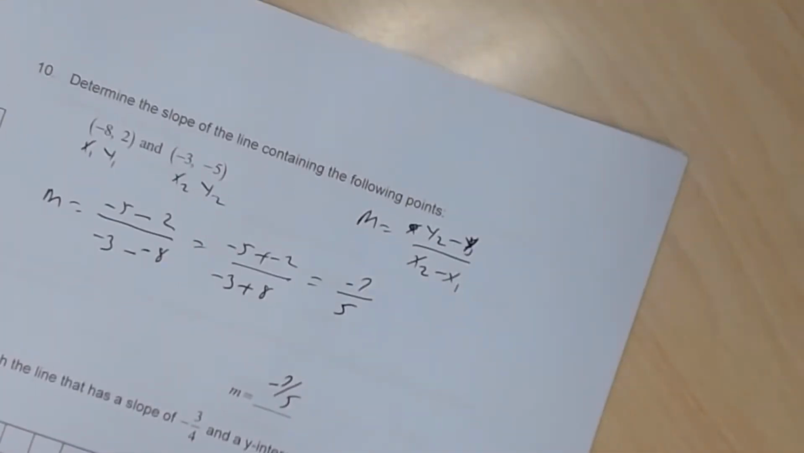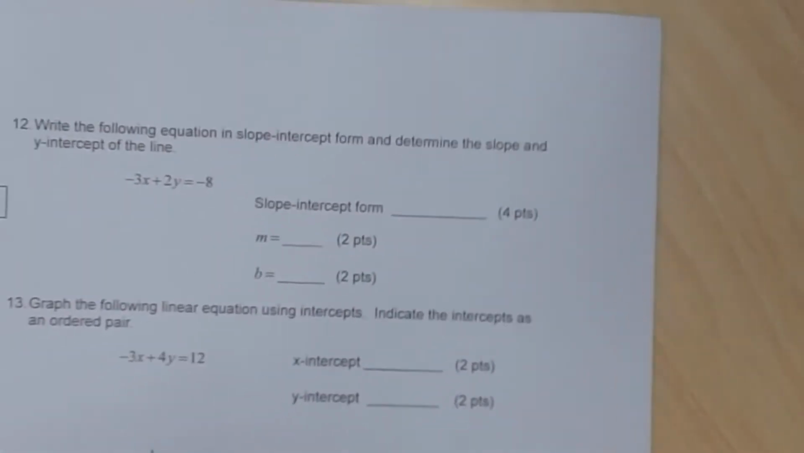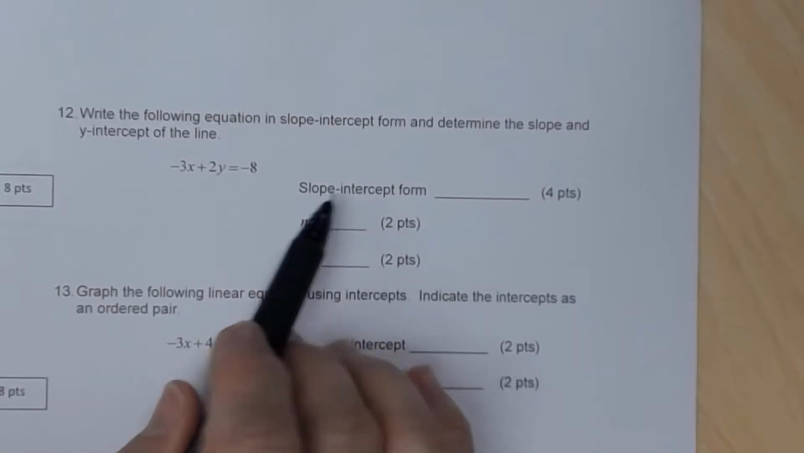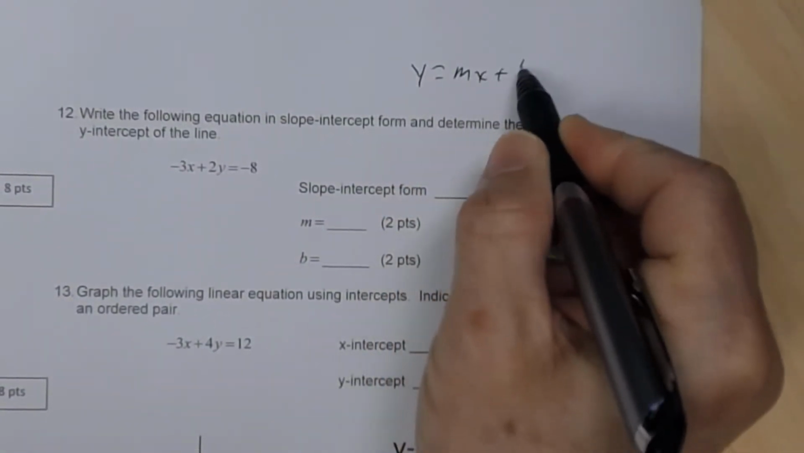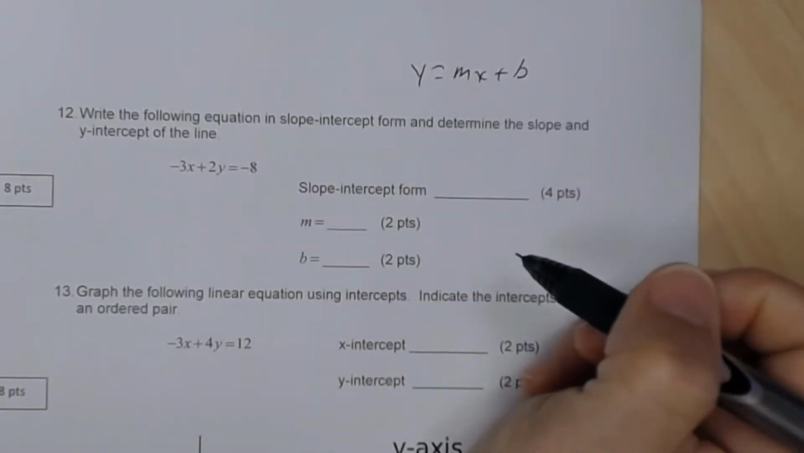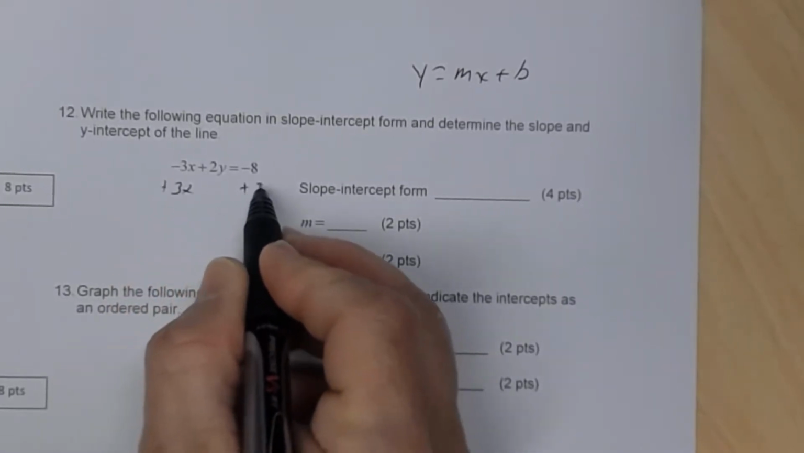All right, number 12. So number 12, you're given this linear equation, and you're writing in slope-intercept form. So remember, slope-intercept form is y equals mx plus b. So to get this equation in slope-intercept form, I get y by itself. So I'm going to go ahead and add 3x to both sides.